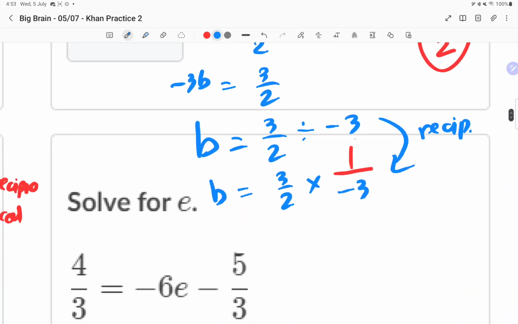And then before you multiply that, you can see that this is negative 3, right? So when you simplify that, that becomes negative 1. So the answer is b equals 1 over negative 2, which is also written as negative 1 over 2. You can bring the negative out of the fraction. Okay? That makes sense? Yeah.